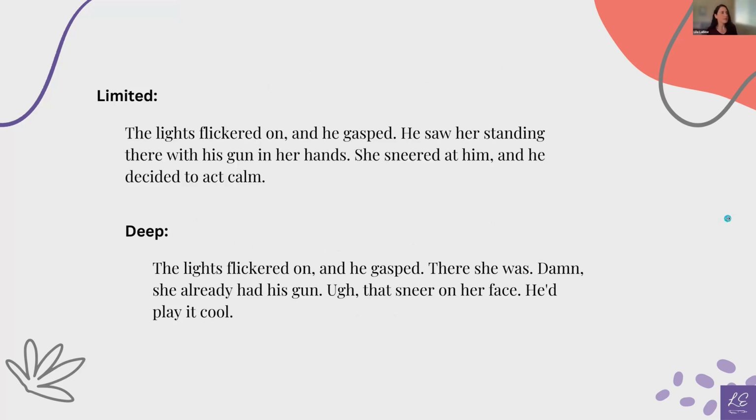So we read the example of limited, but if you wanted to make that a deep third, you would write, the lights flickered on and he gasped. There she was. Damn, she already had his gun. Ugh, that sneer on her face. He'd play it cool. So you can see how it's a little more like you're reading his thoughts rather than just reading about what he's thinking or what he's seeing.